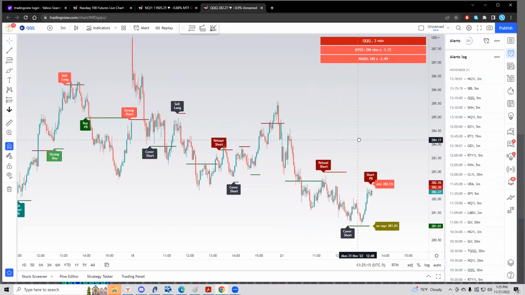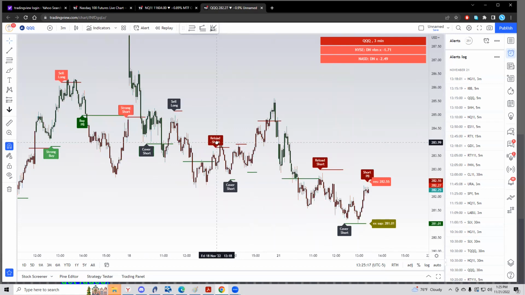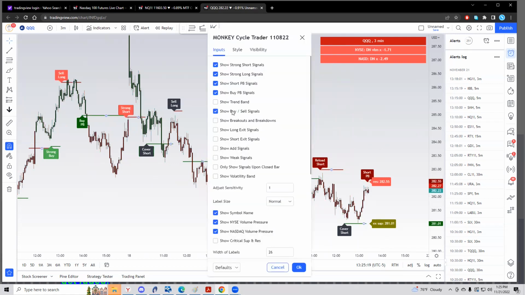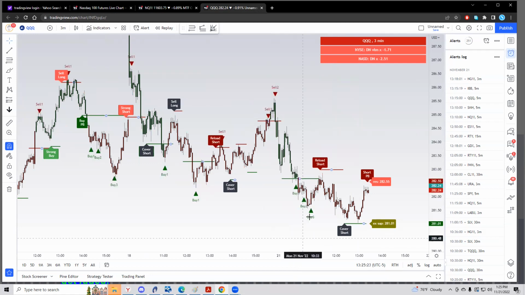We only can try. We can also indicate one more type of signals. It's called show buy sell signals, and it adds additional signals. Look, sell one, sell two, buy one, buy two, buy three.